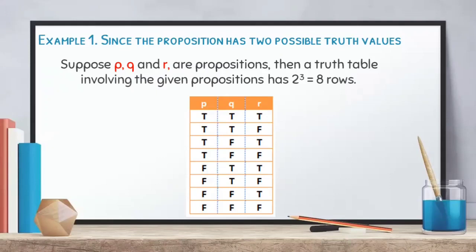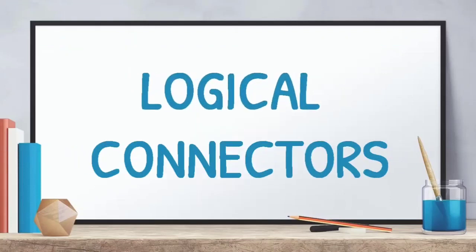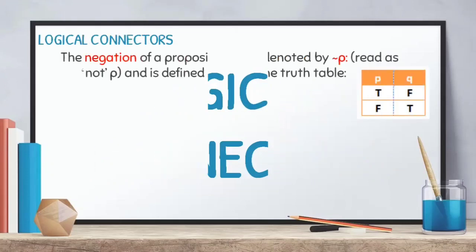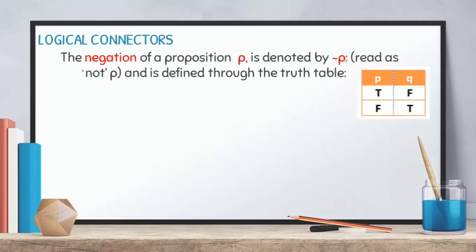So we have also 4 true and 4 false, but they are written alternately. Okay? Any questions so far in constructing our truth table? None? All right. So now let's go to logical connectors. So the first one will be our negation.